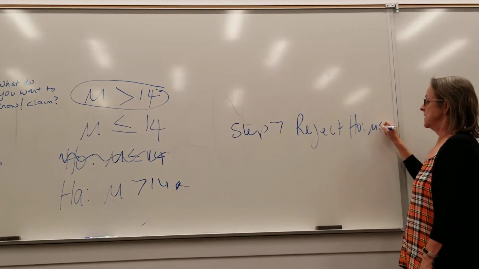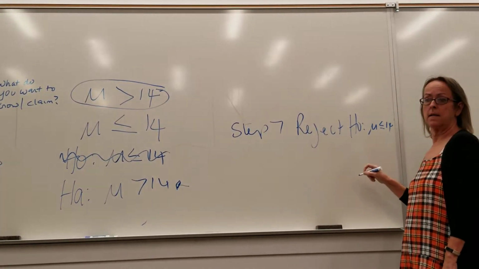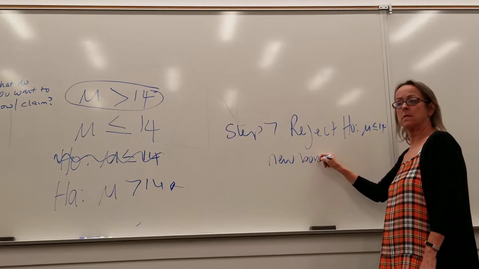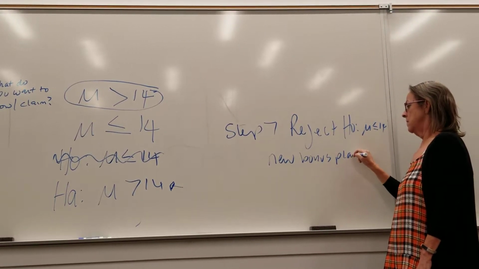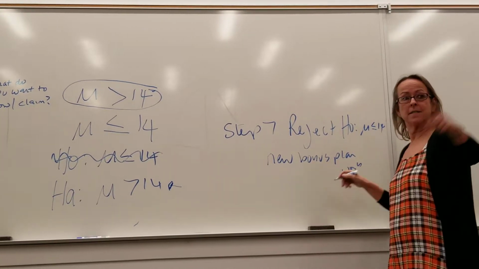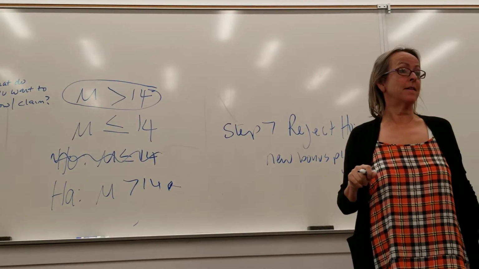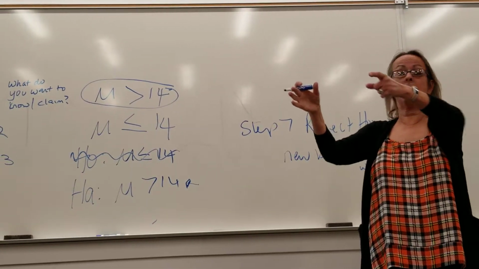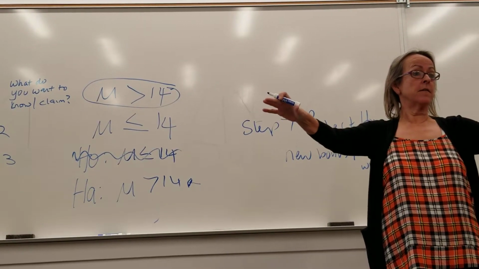That mu is less than or equal to 14. Right? The new bonus plan works. And you guys, you're all switching to that method. You now are going to $1,000 because I just proved it worked with you guys. Then I'd switch everybody over.